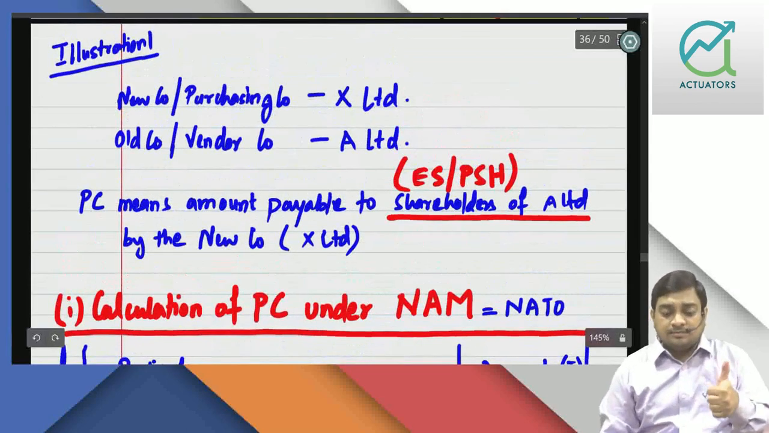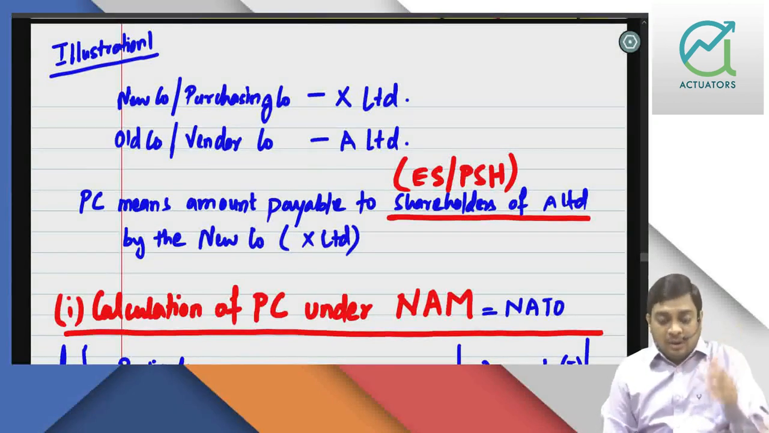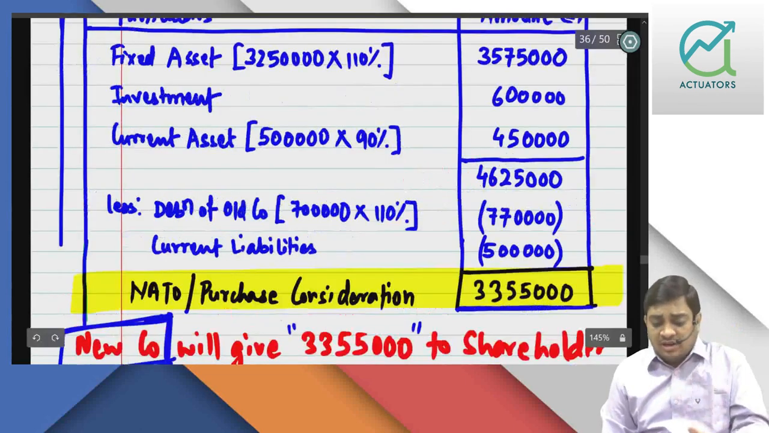Right. So first of all, what is the new company? X Limited. What is the old company? A Limited. PC means the shareholders of A Limited will get from the new company. Fine. Do you know the details? No. Calculate netto.